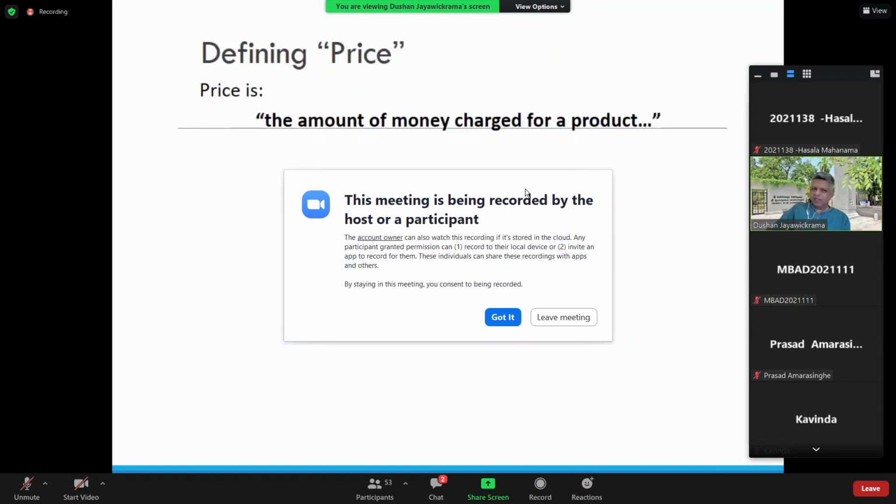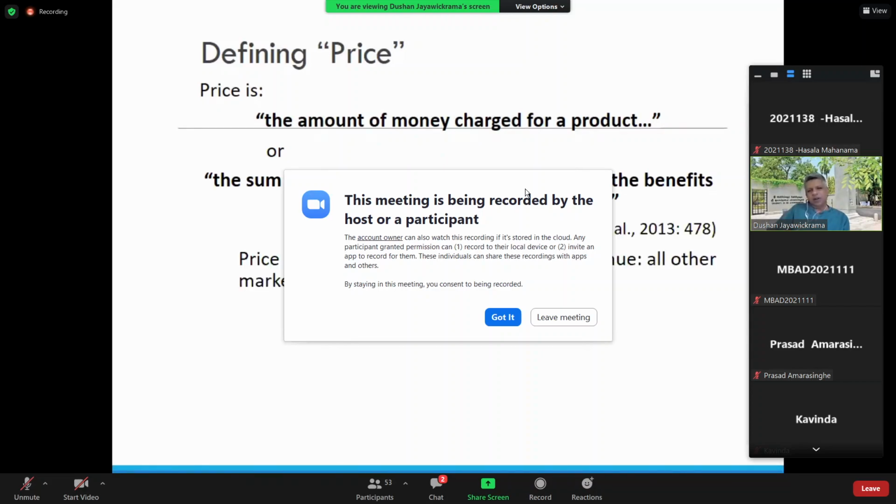Here is one simple definition: the amount of money charged for a product, or some of the values consumers exchange for the benefit of having or using a product. It's like a medium of exchange. For the benefit we get, we give a sum, which is what we call the price.